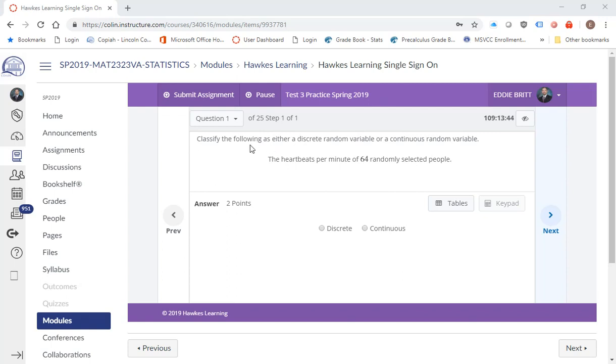It says classify the following as either a discrete random variable or a continuous random variable. Remember, discrete is countable. Continuous, I mean it could be every value in between any two sets of values. So the heartbeats per minute of 64 randomly selected people. 64 people, you can't have 64.5 people, so that's a countable number. So that's going to be discrete.